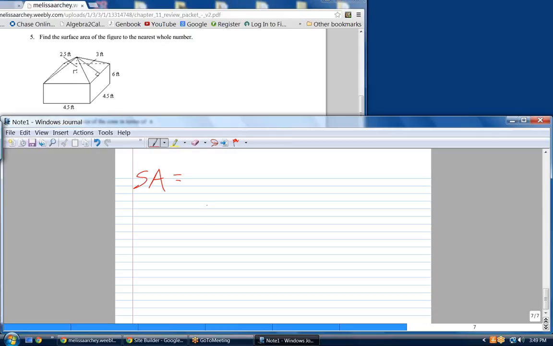Alrighty. Okay. So the surface area will be the lateral area of the box plus the lateral area of the pyramid. Correct? That's all we have. We don't have a base of the pyramid anymore, and we don't have a top to this box. Right. So the total surface area should be just this.